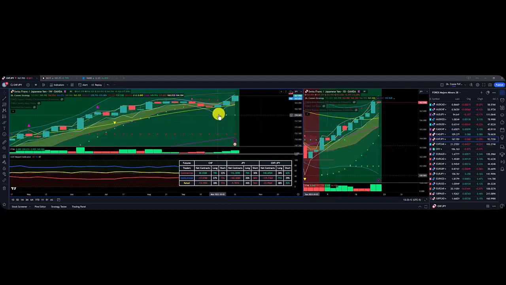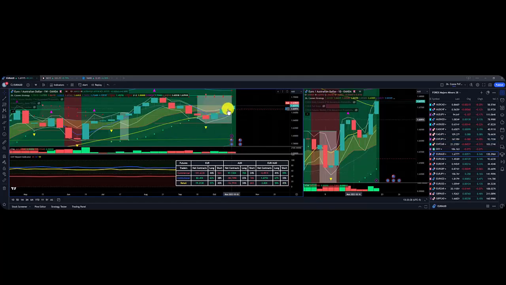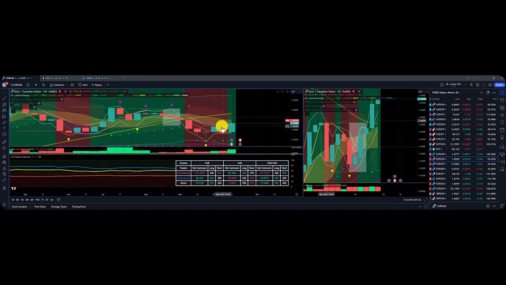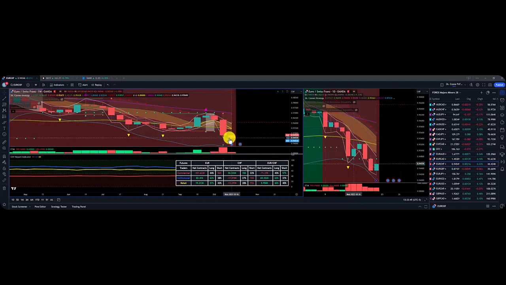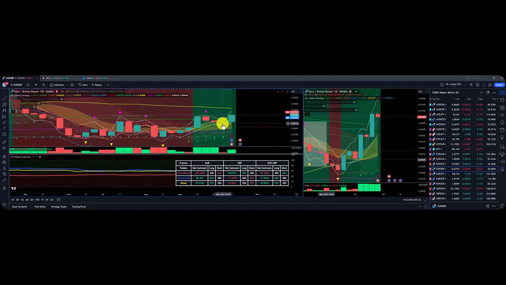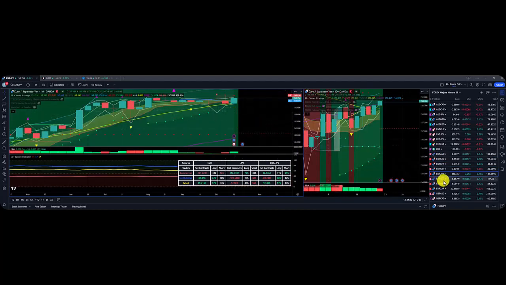Swiss franc, Japanese yen trending to the upside. Overall gain of $1,471, one standard lot. Euro Aussie dollar, overall trend to the upside, gain of $531. Euro Canadian dollar, overall trend to the downside, loss of $1,307. Euro Swiss franc, trend to the downside, overall gain of $300. Euro British pound, trend to the upside, overall gain of $677.